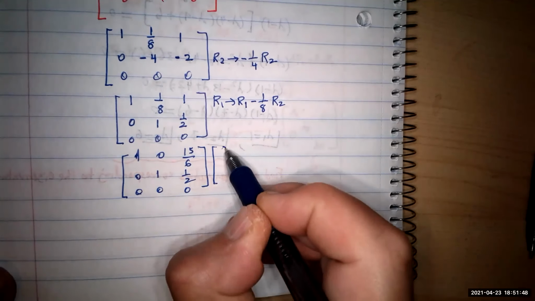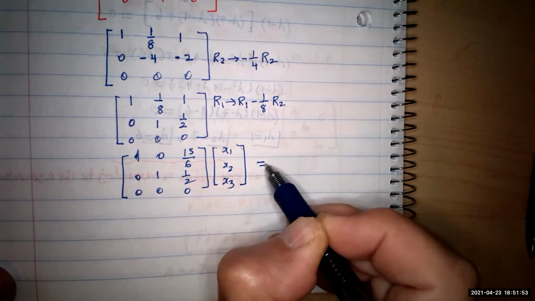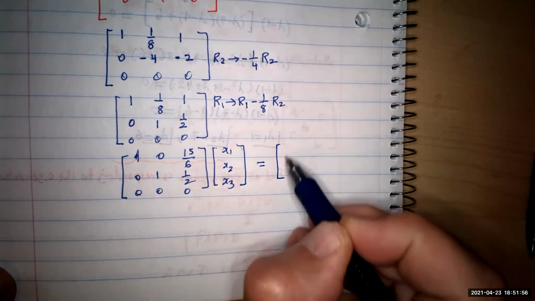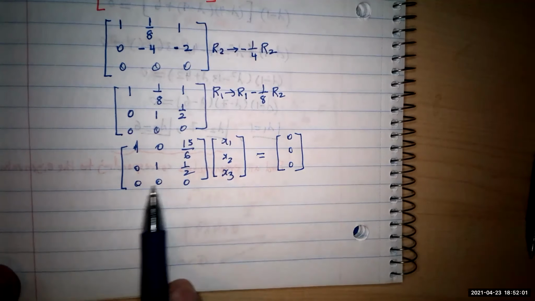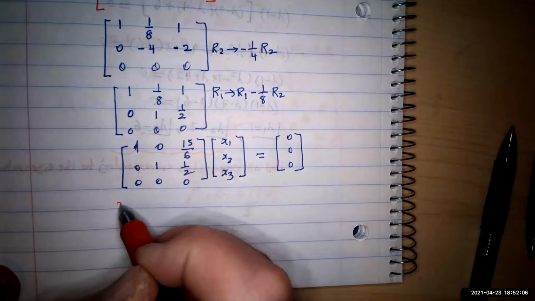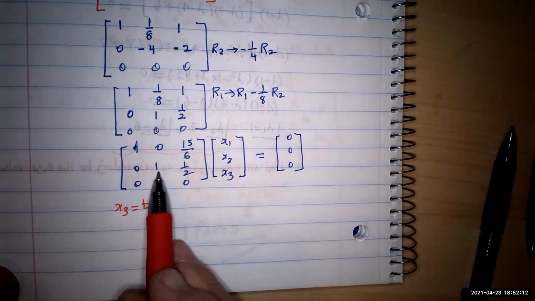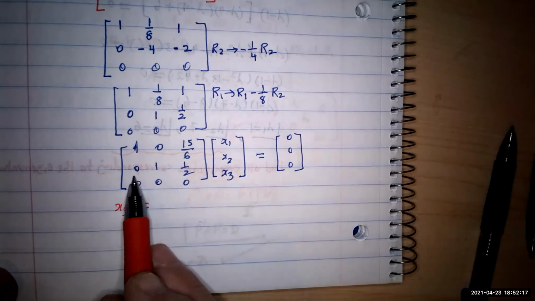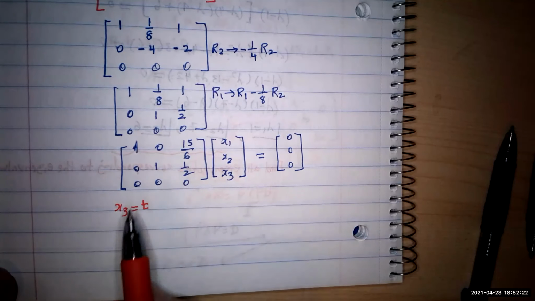So you multiply by x1, x2, and x3, and this is where you want it to be. You want it to be 0, 0, 0. This system is always a dependent system. You know that this is 0, so you have to pick one of the variables to be free. So we pick x3 to be equal to t. Okay, then we have x1, x2, and x3.